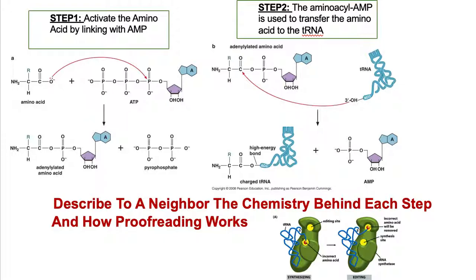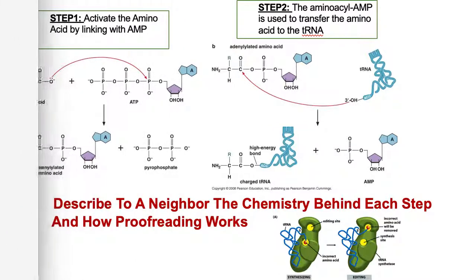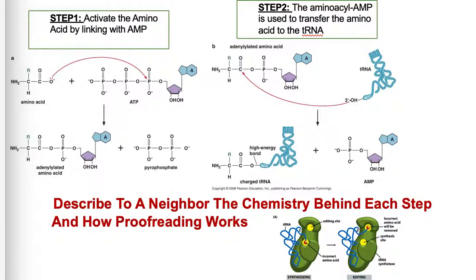Anything bigger than isoleucine would be excluded from charging. It just wouldn't fit into the active site. It would be steric hindrance. It would just never get bound in the first place. So it would be excluded right away.